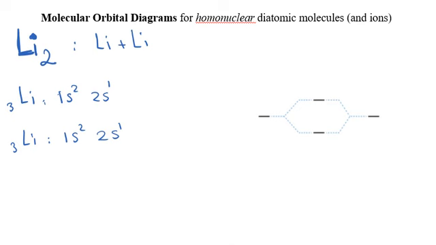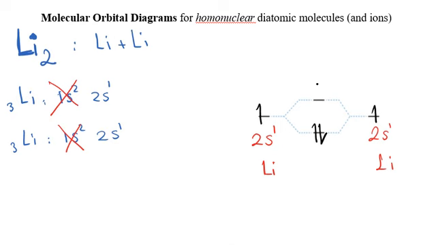VSEPR stands for valence shell electron pair repulsion. VB stands for valence bond theory. It means we talk about the valence electrons only. So you can easily exclude, remove the inner electrons. So I'm going to say 2s1 for this lithium and 2s1 for the other lithium. I'm going to add electrons here, and then we are going to combine, and we have this for the molecular orbital.